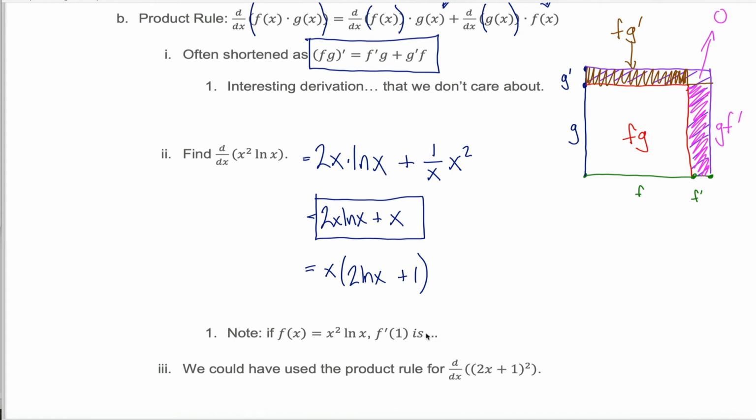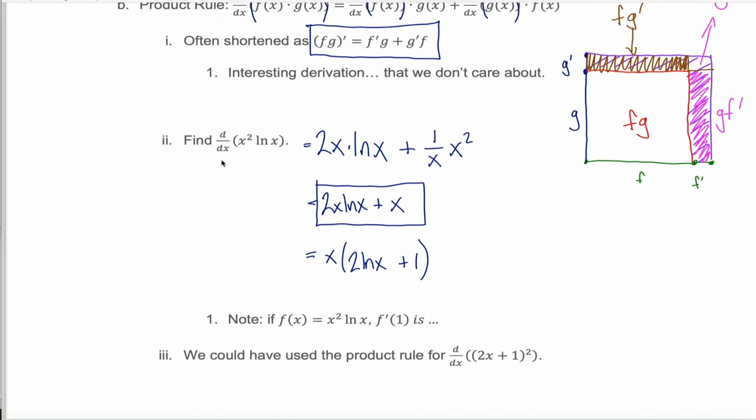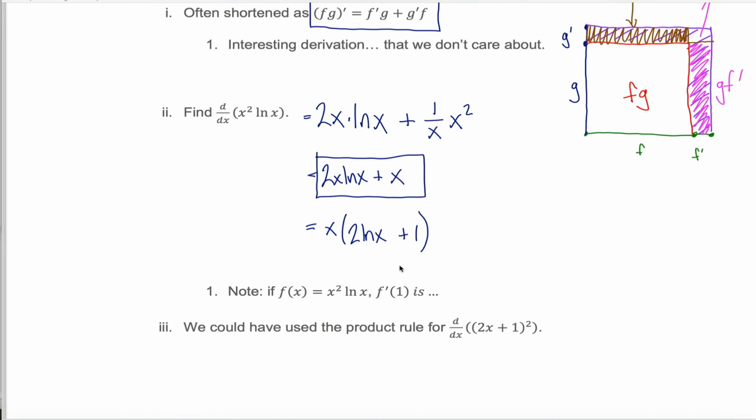Sometimes we don't just want the derivative of a function. Sometimes we want to evaluate that derivative. Maybe instead of saying take the derivative of x squared natural log of x, I said some function f of x is x squared natural log of x, and I asked you to figure out f prime of 1.